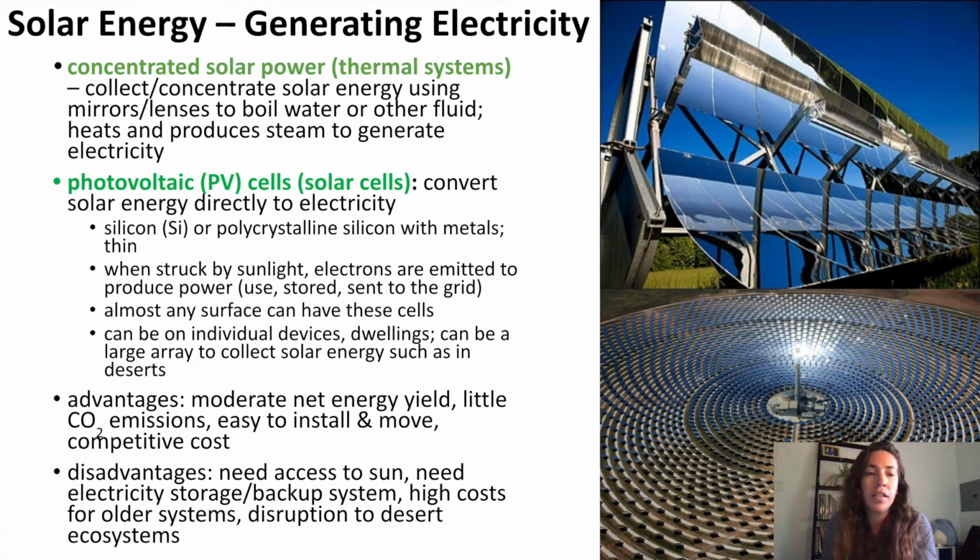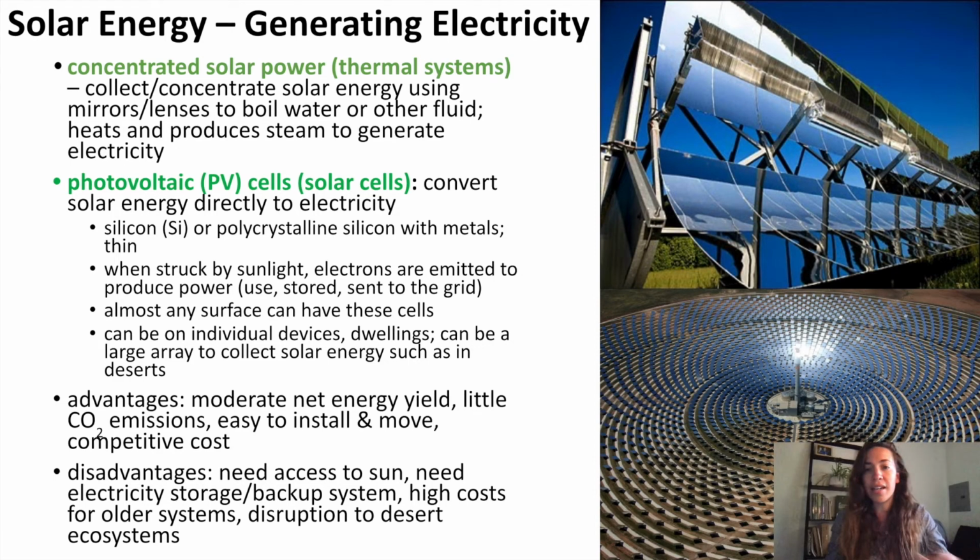Concentrated solar is a little bit different than photovoltaic solar cells. So these are going to be cells that convert solar energy directly to electricity. And you've all seen these types of solar cells. They're found on something as simple as your calculator, right? Where you have solar cells that are found right there, and they're going to be the ones that are powering your calculator.